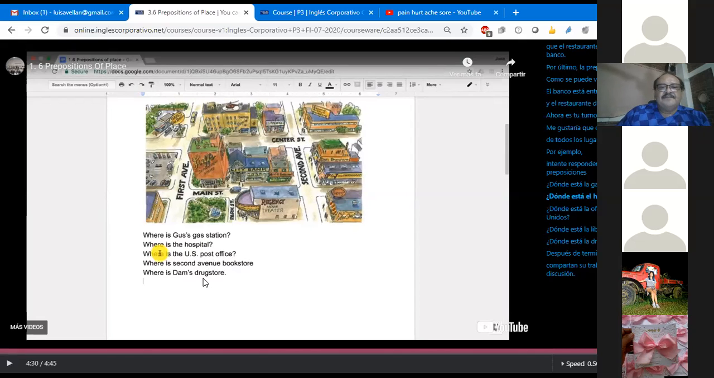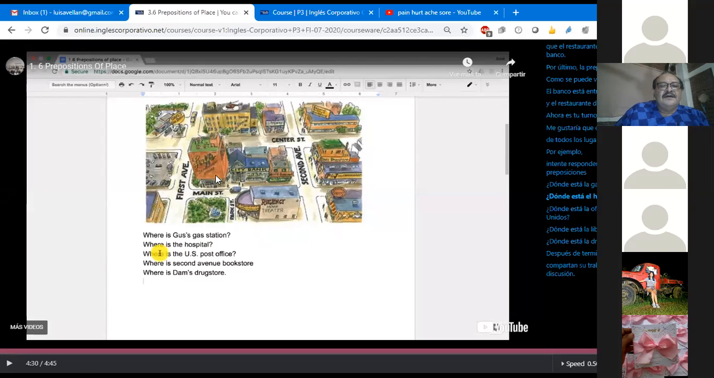And where is Dan's drugstore? Here. It's on the corner of Second Avenue and Center Street, next to the supermarket. Okay, remember we have next to. And then you have across from the restaurant.